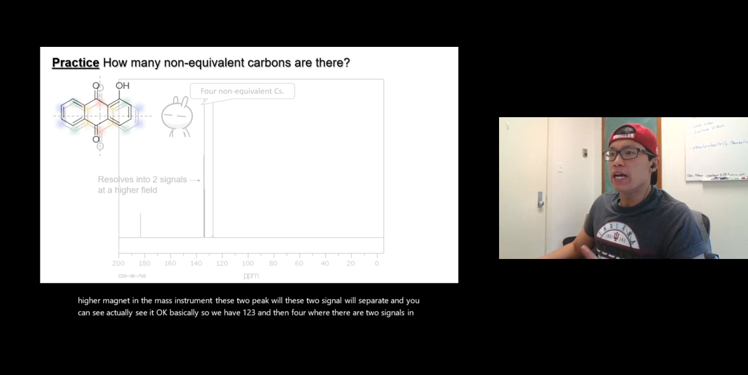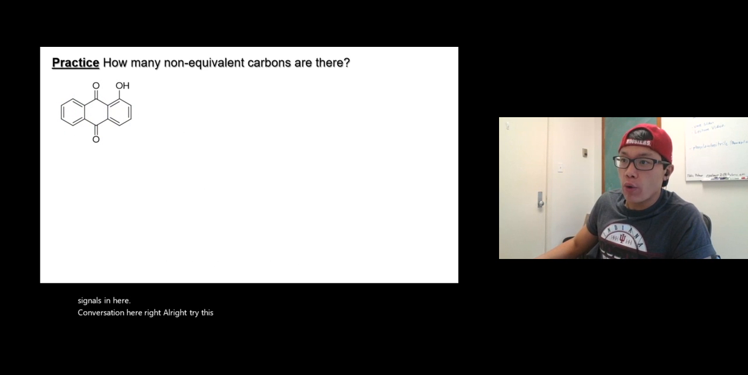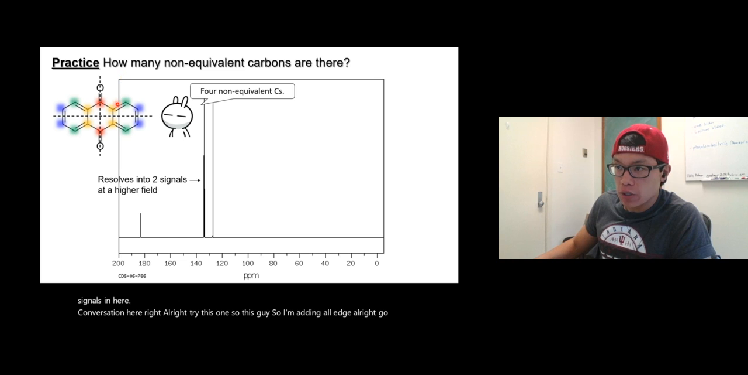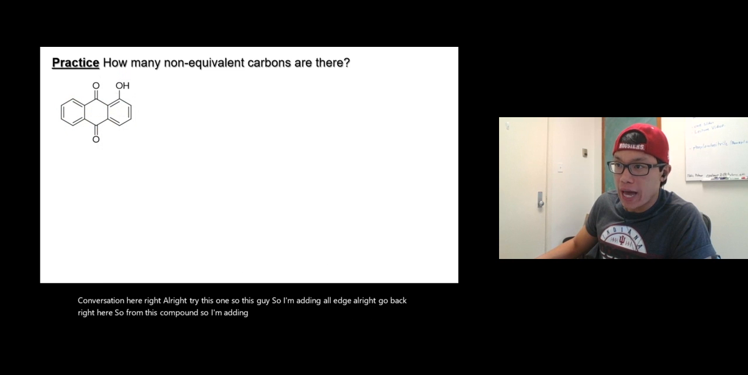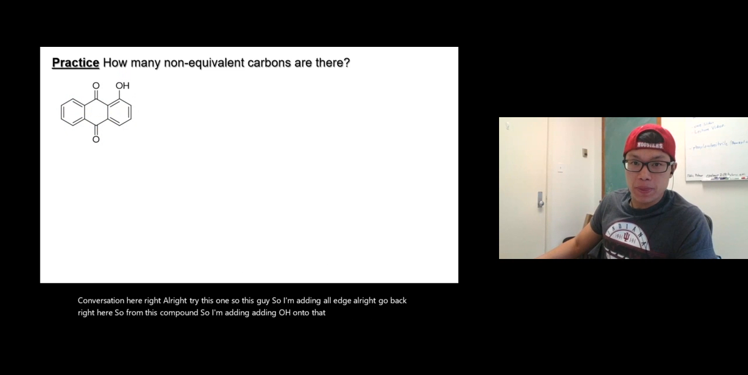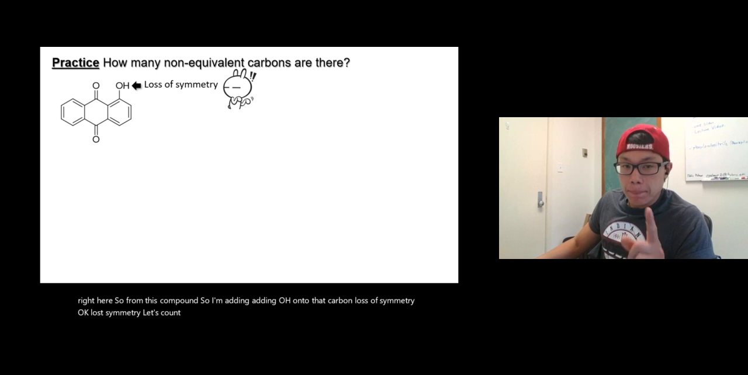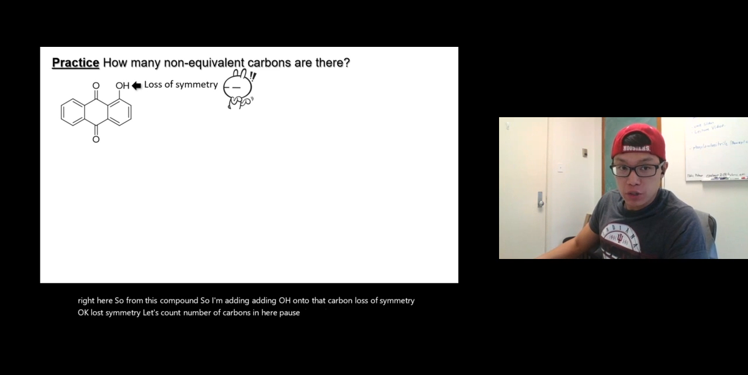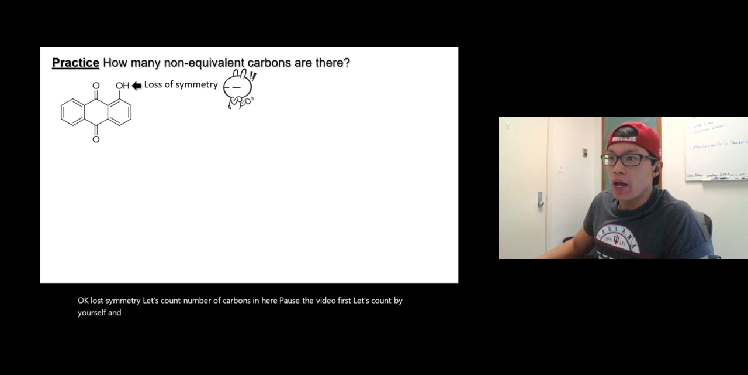All right, try this one. So I'm adding OH. Go back right here. From this compound, I'm adding OH onto that carbon. We lost the symmetry. Let's count the number of carbons in here. Pause the video first, count by yourself, and then check with me. All right, so all carbons are different now. There's no symmetry in here.